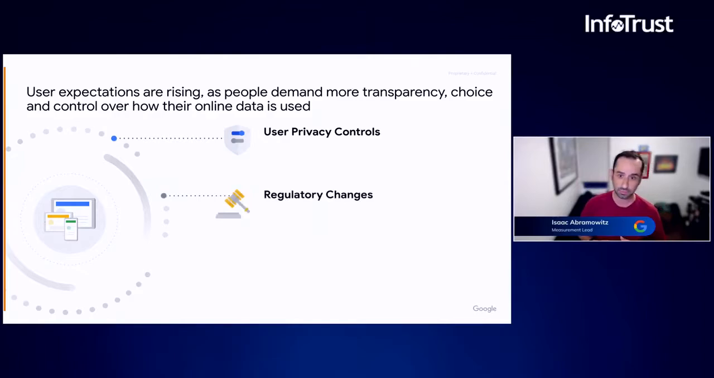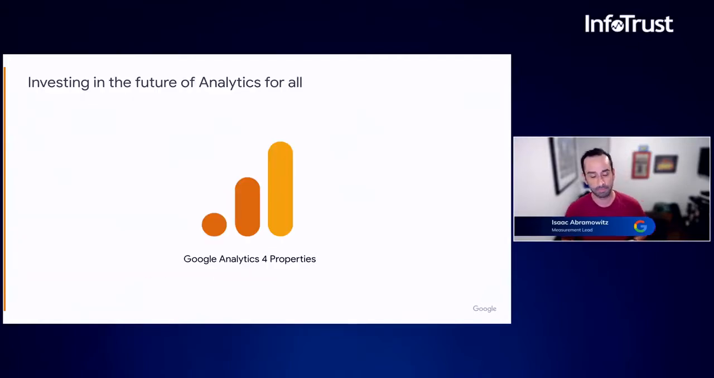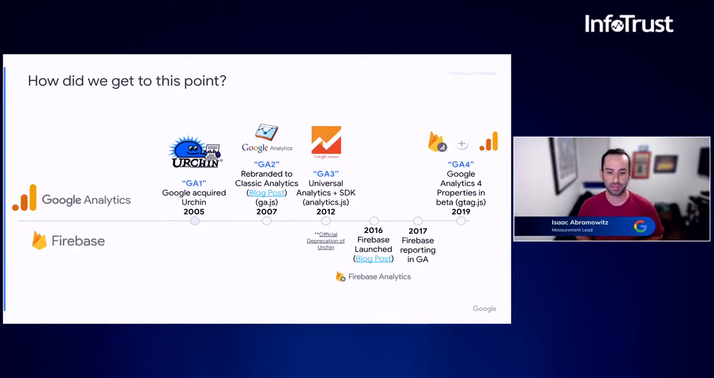Next slide. So that's why we're investing heavily in a new property type in Google Analytics, which we're calling Google Analytics 4 properties. It's a best-in-class measurement solution built for the future. I want to go to the 2 slides up. Next slide, please. So how did we get there?